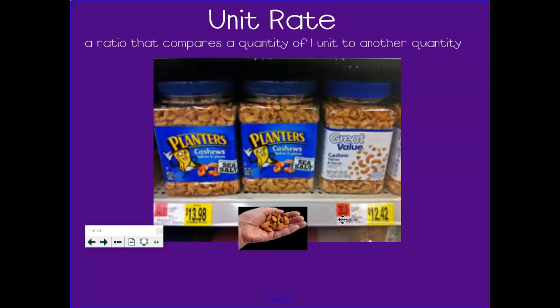And the reason why the store does that is to help you as a shopper be able to buy the one that is the most or the least expensive, or to get the most value for your money. So as you can see, the Great Value peanuts are a better bargain. And so that's a unit rate. We're comparing money to 1 ounce of peanuts. So that's why the unit price is listed in red.